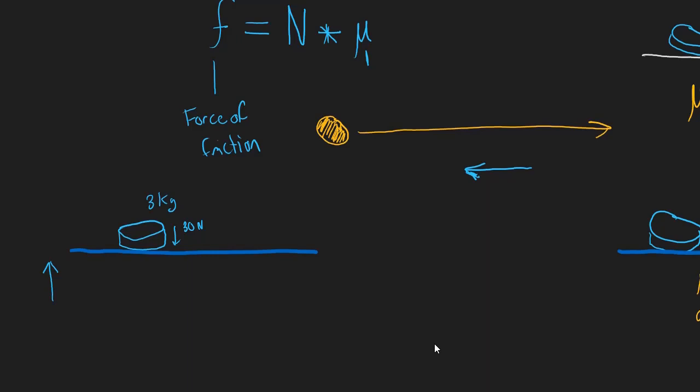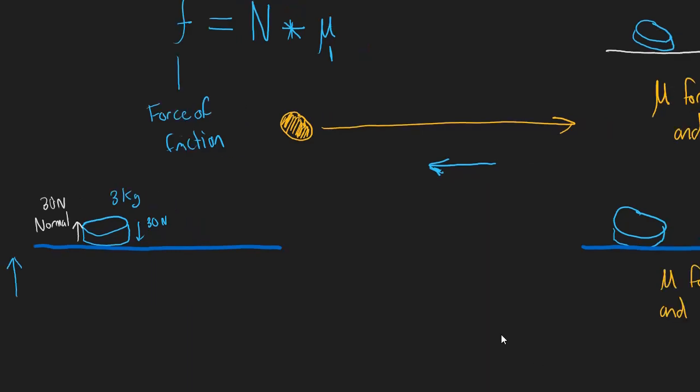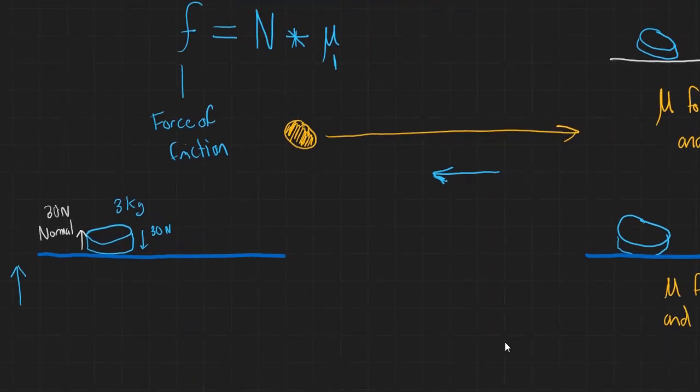But of course, we know that the hockey puck is not moving, it's assumed to be stationary. That means that there has to be a force balancing it out. And indeed, that force is the normal force, right? The normal force is essentially the force that opposes the force of gravity. So in this case, the normal force would be 30 newtons, right?